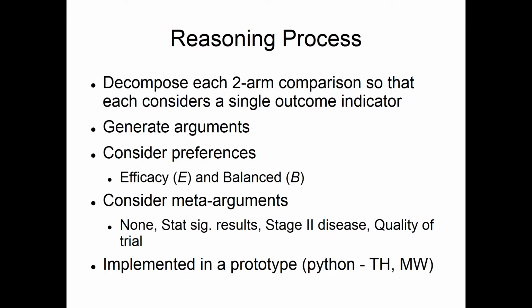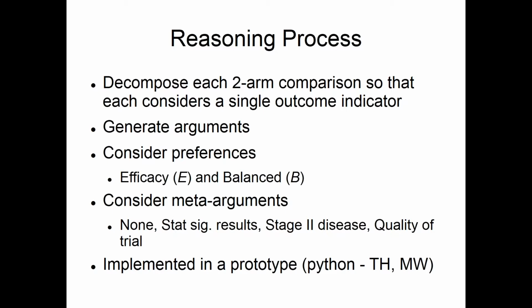And we use that to generate arguments, the way that Tony's just shown, and we then considered preferences. And actually we took a very simple approach to preferences, so we labelled them efficacy or balance, and I'll talk about those in a minute, and we considered some meta-arguments. So we considered meta-arguments around statistical significance. We also considered a meta-argument around the stage of disease. So most patients having chemoradiotherapy will have stage 3A and 3B non-small cell lung cancer, but a few trials have included people with stage 2 disease.